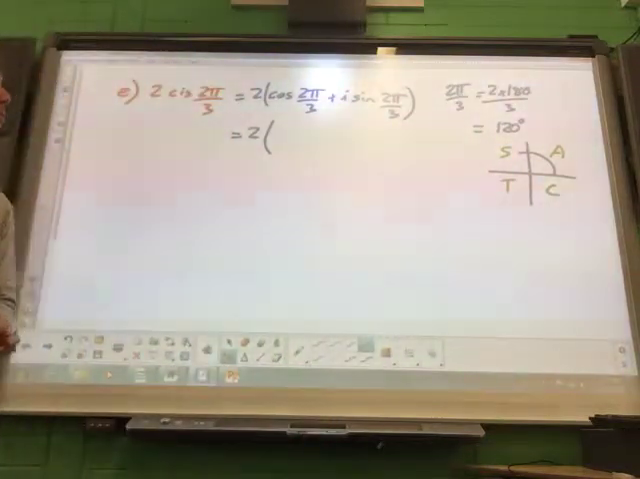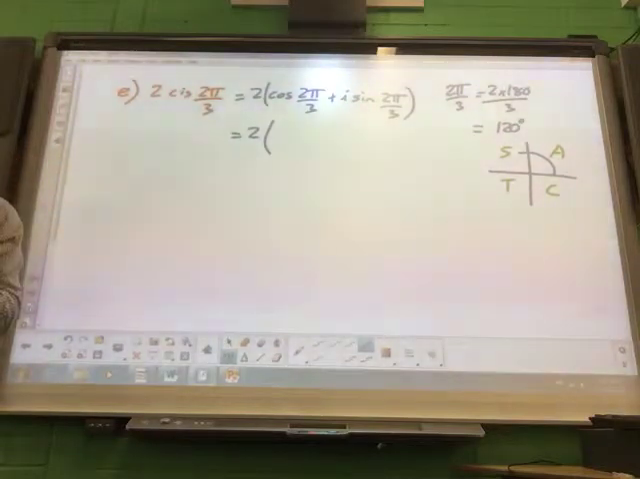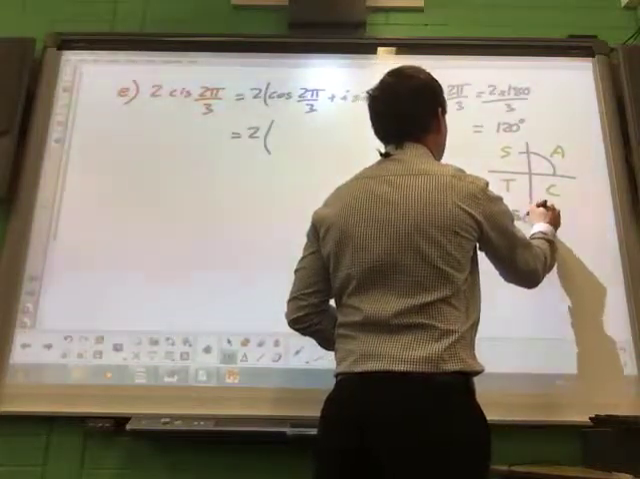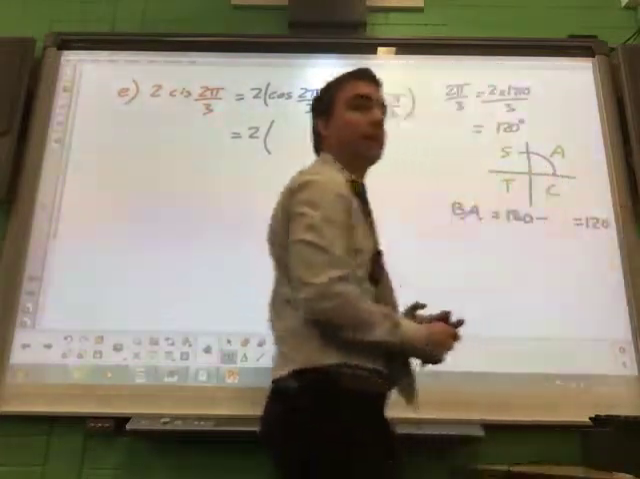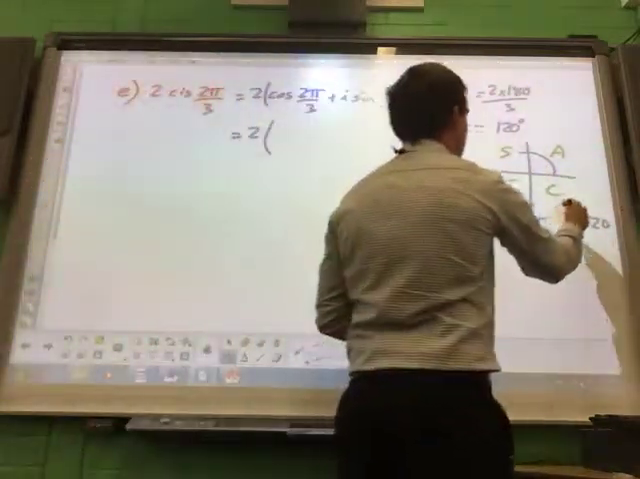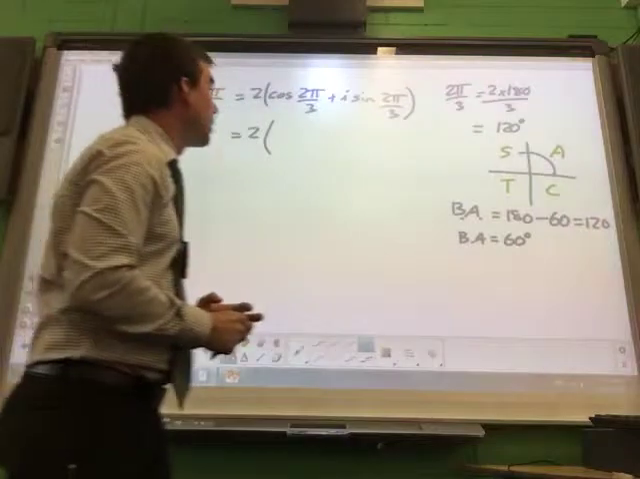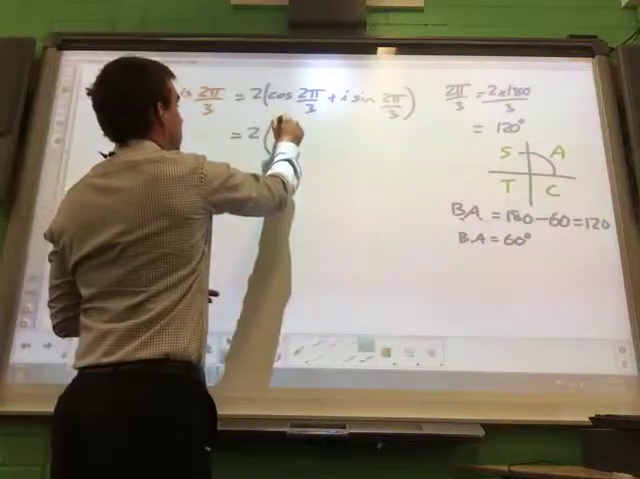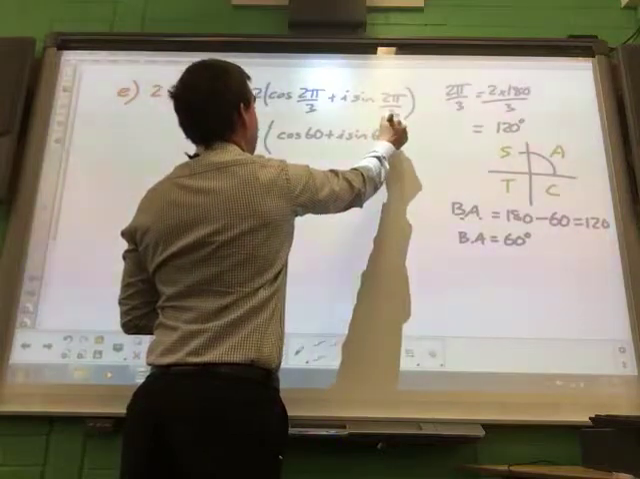So what's the basic angle? Basic angle between 0 and 90: 60. So the basic angle in the second quadrant is 180 take away the 120 that we've got, so the basic angle is 60 degrees. Now sine is positive only in the second quadrant. So 2 lots of cos of 60 plus i sine of 60 degrees.